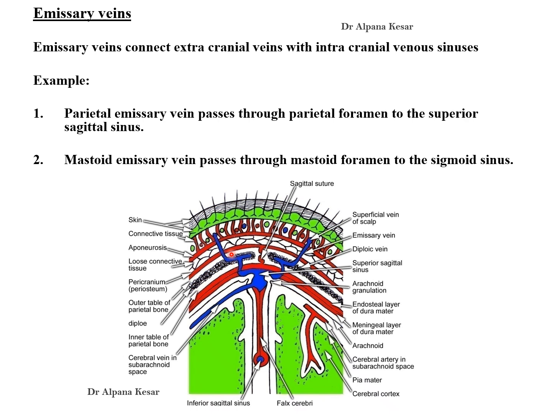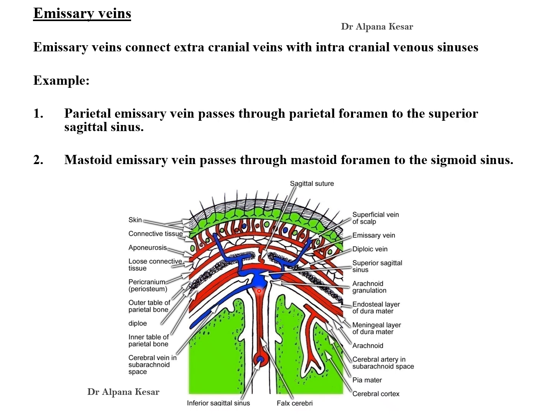If there are any infections localized in the layers of scalp, it can easily travel through the emissary veins to the intracranial dural venous sinuses, since the blood can flow in both the directions. This can infect the veins inside the cranial cavity, leading to venous sinus thrombosis.